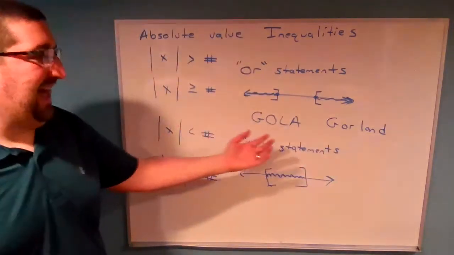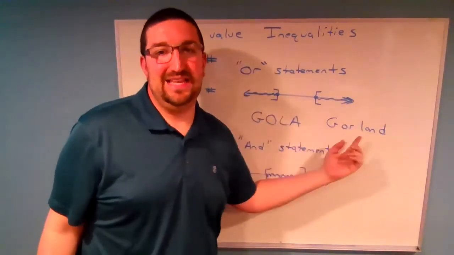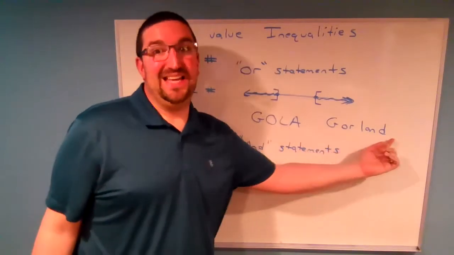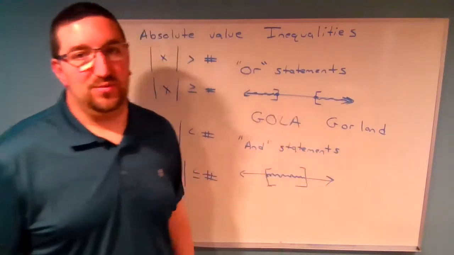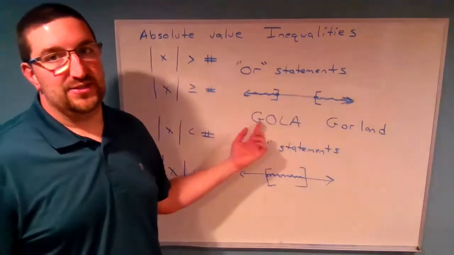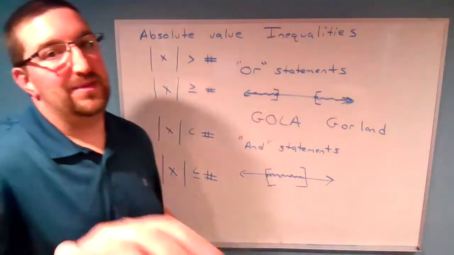Another play on that is GORLAND. Greater than is an or statement, less than is an and statement. If you just remember land, less than is an and statement, or GOR, whatever helps. You remember that greater than is an or statement and less than is an and statement. Let's move on to some examples.